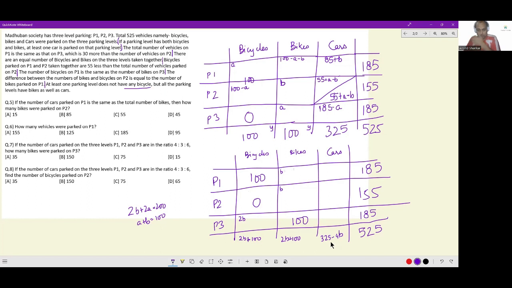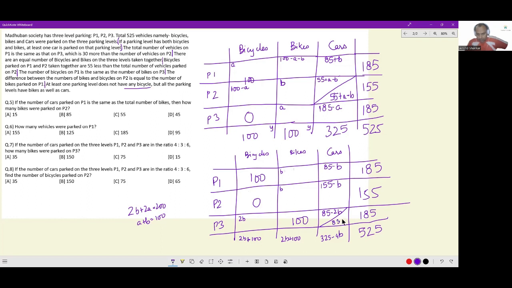This is another case generated. Now here I should have 85 minus b. Here I should have 155 minus b. And finally I should have 85 minus 2b. Column wise it should be 85 minus 2b, and row wise also it should be 85 minus 2b.